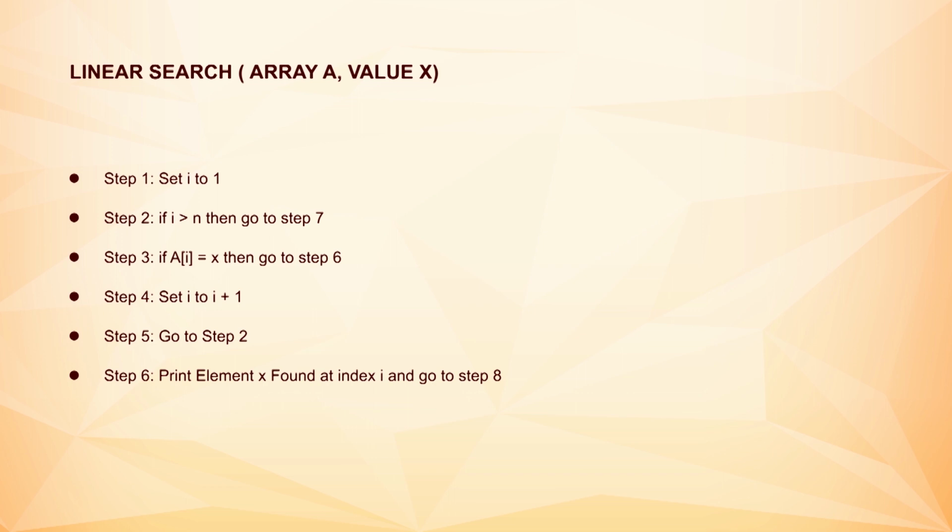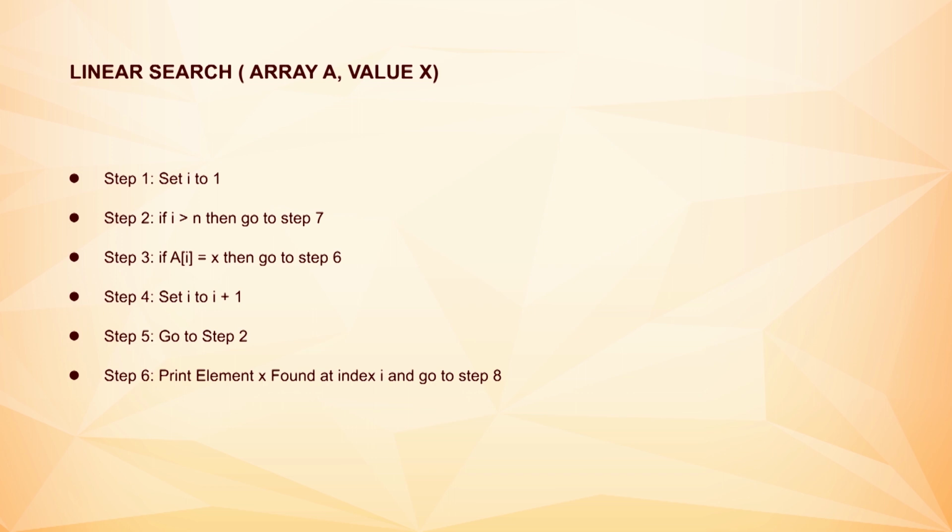If the search is successful, suppose A of I, the data at the location of that pointer, is equal to the finding item x and is matched, then directly go to step number 6. You don't follow step number 4 and 5. So, directly go to step number 6. Step number 6 is: print element x found at index I, and go to step number 8. That means your operation is successful, you found the x element at that particular index I, and step number 8 is exit.